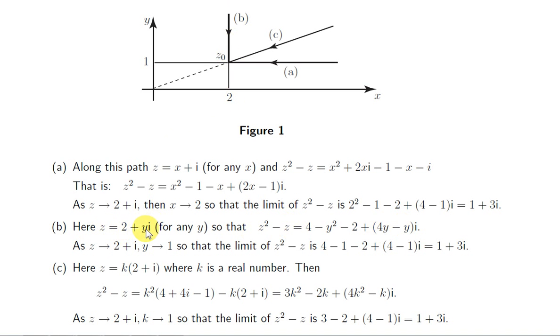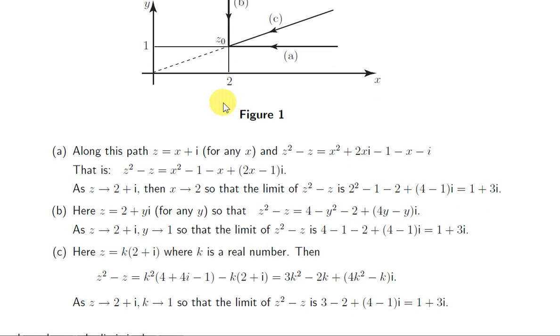Next we want z to approach z0. So we want 2 plus yi to approach 2 plus i. Now for that to happen, we just need y to approach 1. So we need to take the limit of this expression here as y tends towards 1. Now since this function is continuous, we can just plug 1 into this. And if we do that, plugging in y equals 1, we get 1 plus 3i.